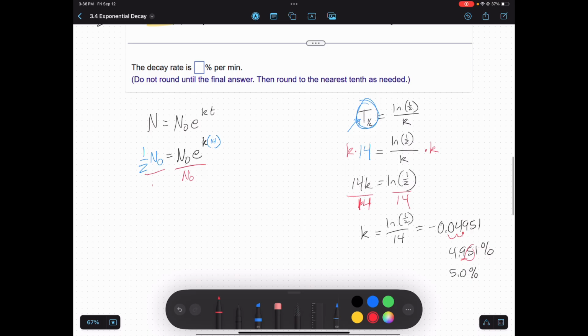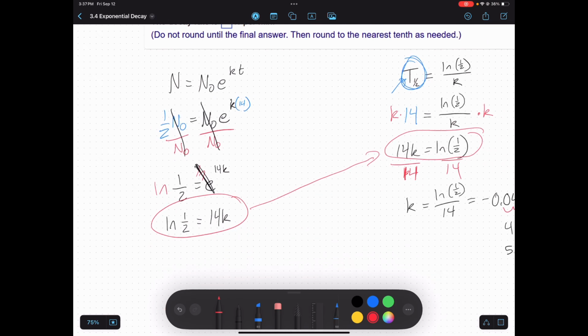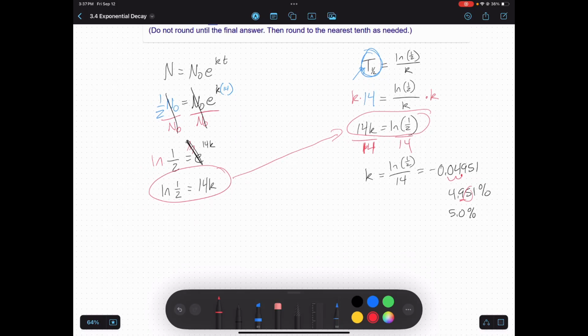I can divide by N naught, and notice what happens. Once again, just like with doubling time, that initial value cancels out. How do I get 14k out of the exponent? I take the natural log of both sides. So I get natural log of 1/2 equals the natural log, and the e and the natural log cancel out. And notice what I'm left with: the same exact thing as I have over here. And so I end up getting the same exact thing. But that's really where that half-life formula comes from. It comes from just setting it up like an exponential function and then solving for k, or solving for t.